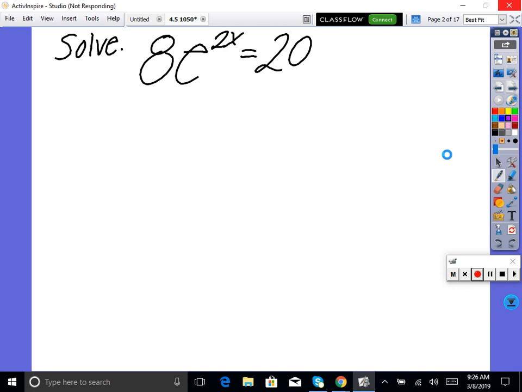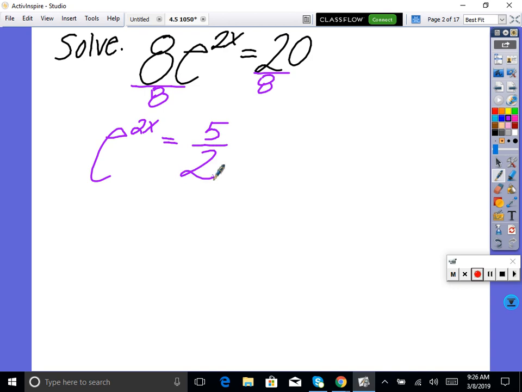So if I said to you solve, you'd say, well, this is an exponential equation, so I need to isolate the base. So what would I do? Divide by 8. Okay, cool. So we have base e raised to the 2x equals, then the simplified fraction is 5 halves. They both divide by 4, right? What undoes base e? So we'd ln both sides. Ln and e cancel out, so we have 2x is equal to ln of 5 halves.